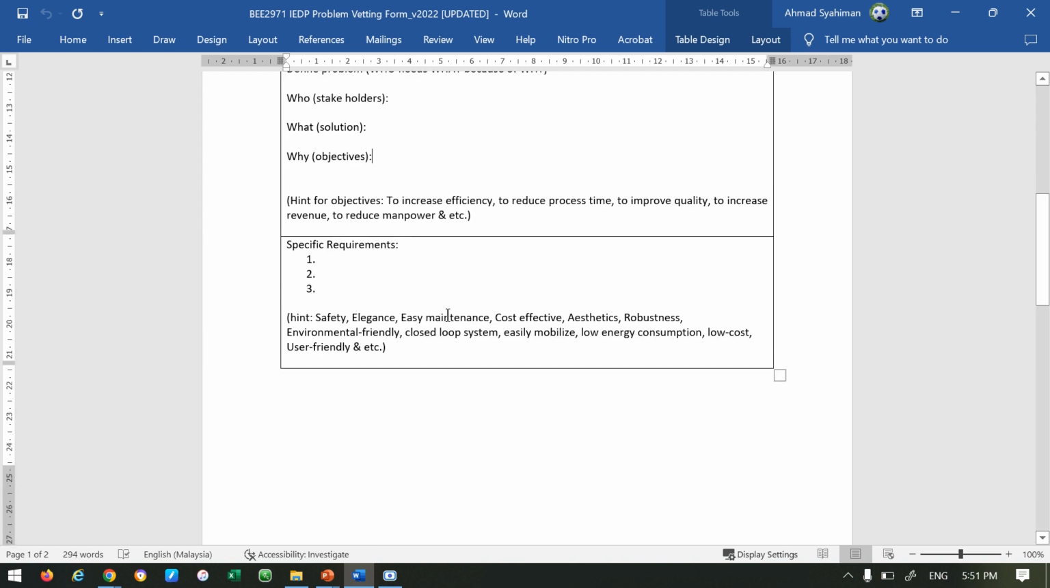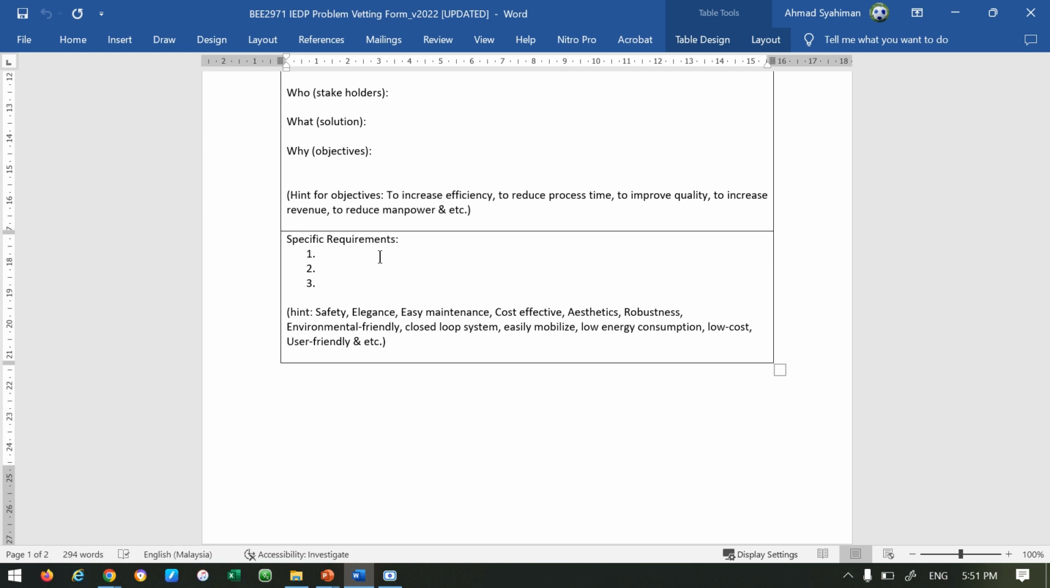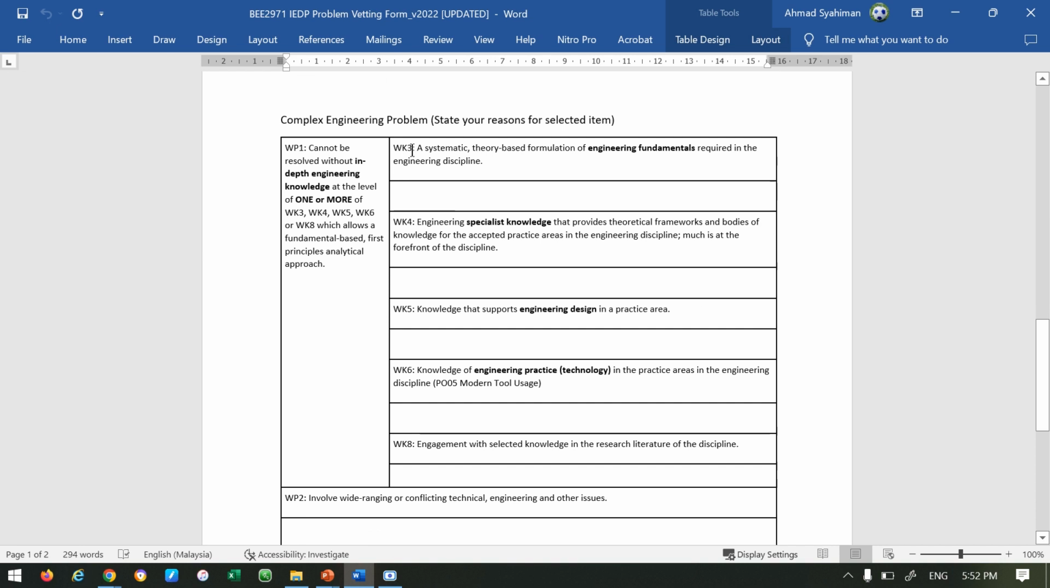Specific requirements, such as safety: working on the project needs special permission from an authorized person. Other than safety, elegance, easy maintenance, cost-effectiveness; if you can put specific requirements too, then it's better. Aesthetics too, because consumers want it proper looking. So aesthetics, that is the meaning.